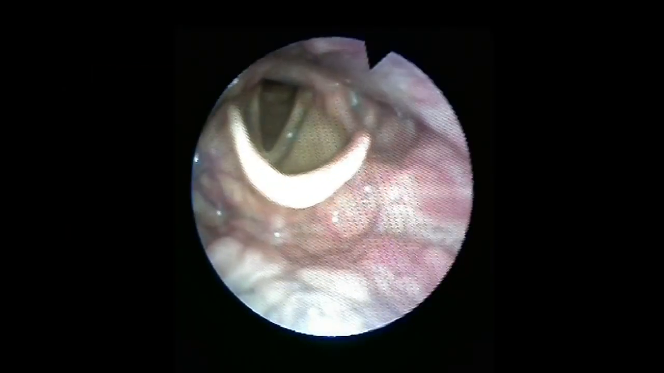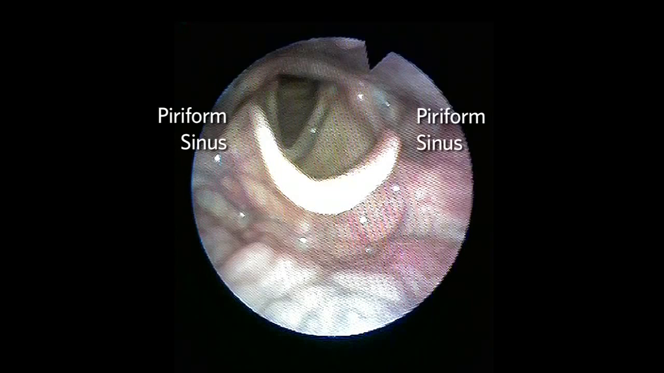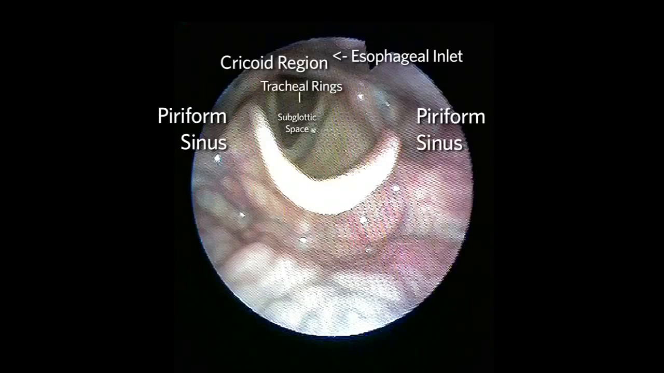Attention is also paid to the piriform sinuses bilaterally and the cricoid region posteriorly, as the esophageal inlet is located here. One can often view below the vocal cords and see into the subglottic space, and occasionally see one or two tracheal rings.